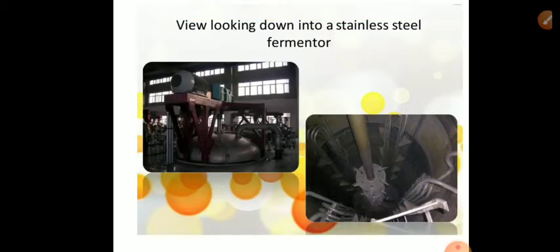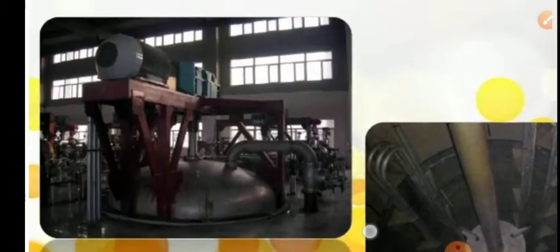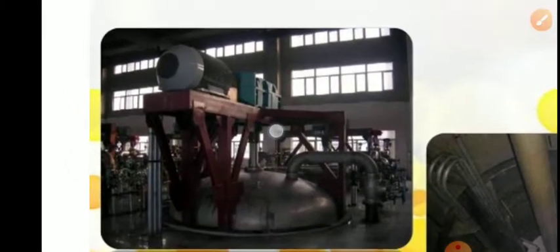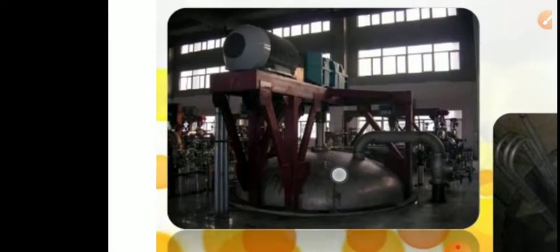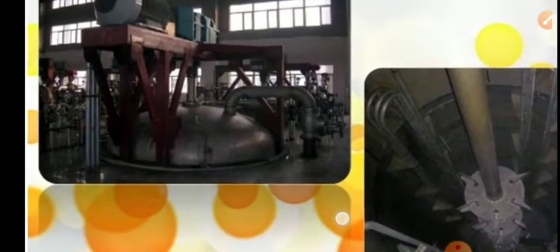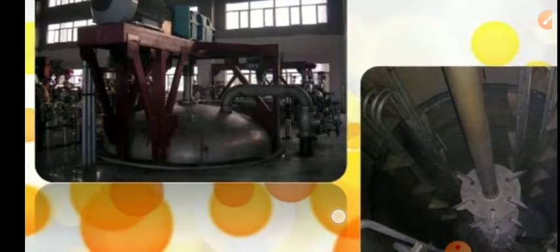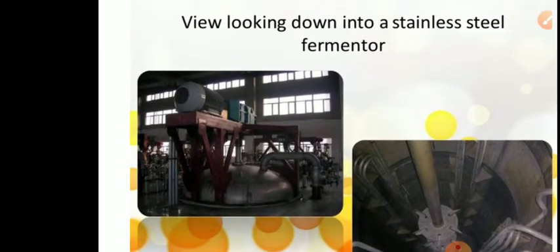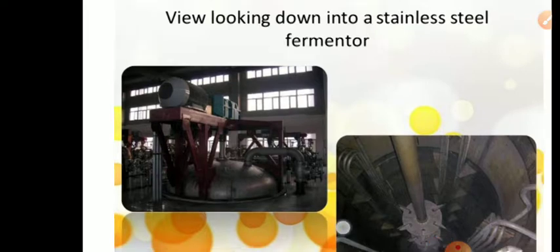If you look through the fermenter vessel, you can see this in the second diagram. This is the inside of the vessel. This is a shaft or a rod. Look at the first diagram. You are able to see the lid of the fermenter. Above the lid there is a motor which is fitted above the lid, and the motor rotates.